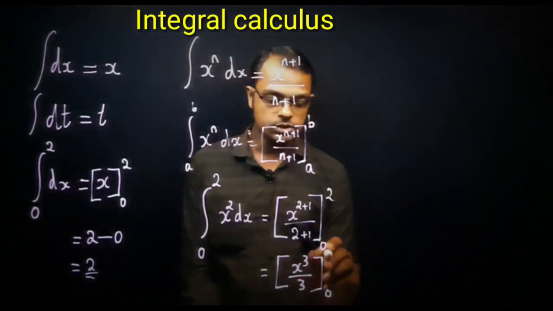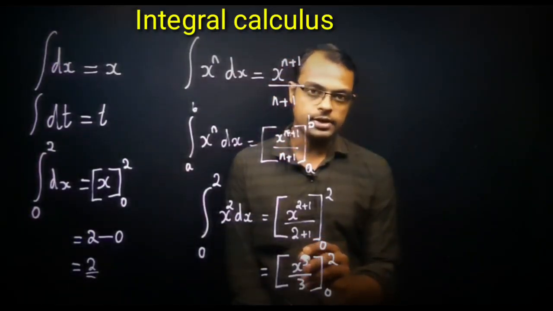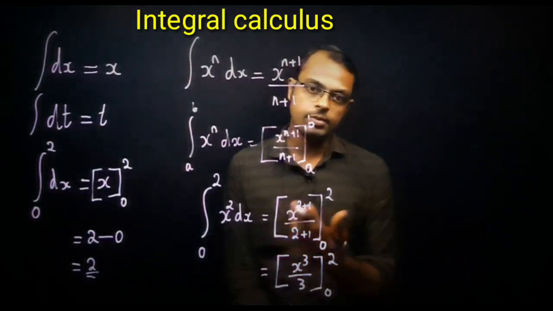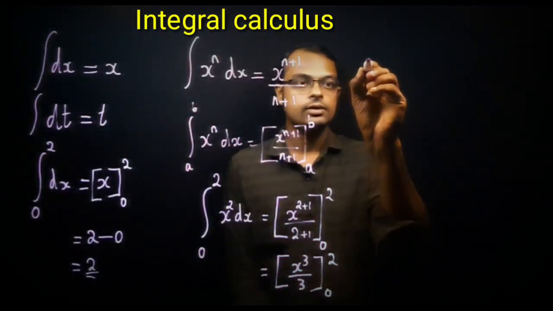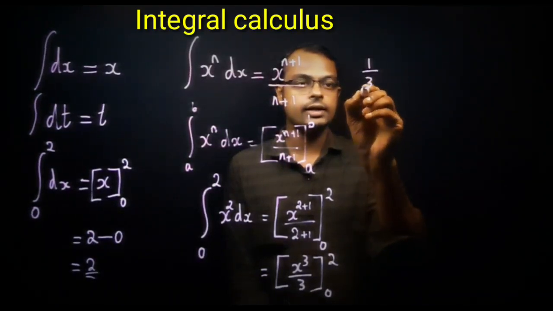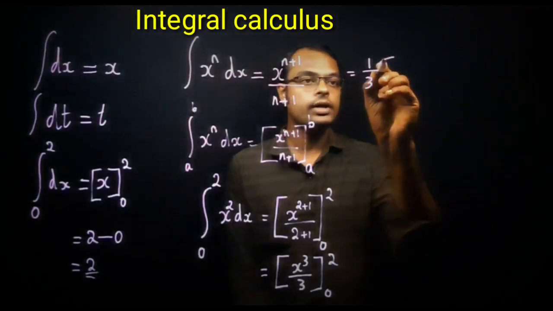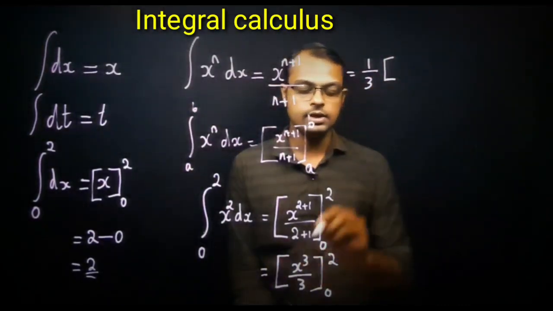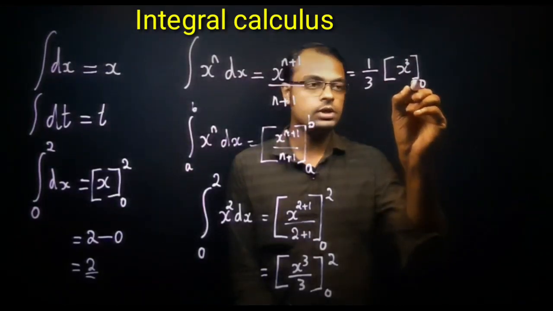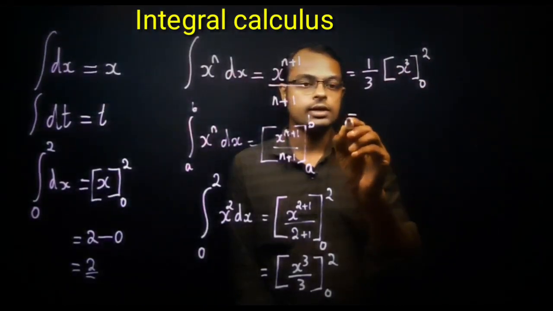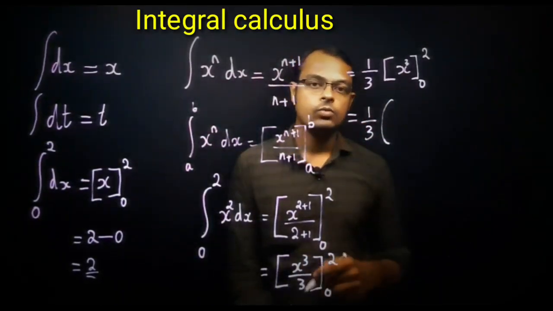The limit is now 0 to 2. Now, which is the variable here? x is the variable, right? So we have discussed here x is the variable. Maybe time will be the variable, but here it is x. So I can write like this: 1 by 3, I can take it outside because that is not varying, it's a constant, right? Now I can write in bracket, if I take the 1 by 3 outside, x to the power 3, and the limit is 0 to 2.